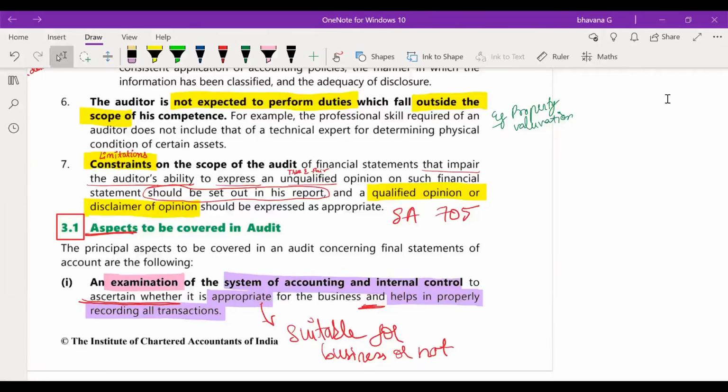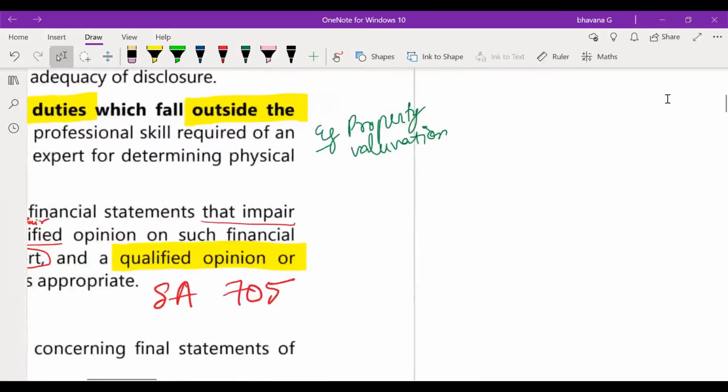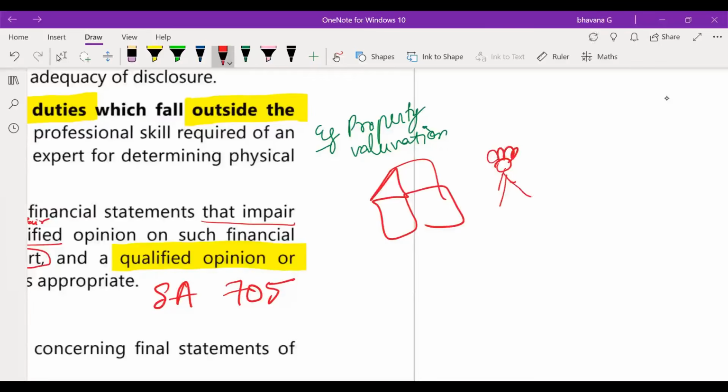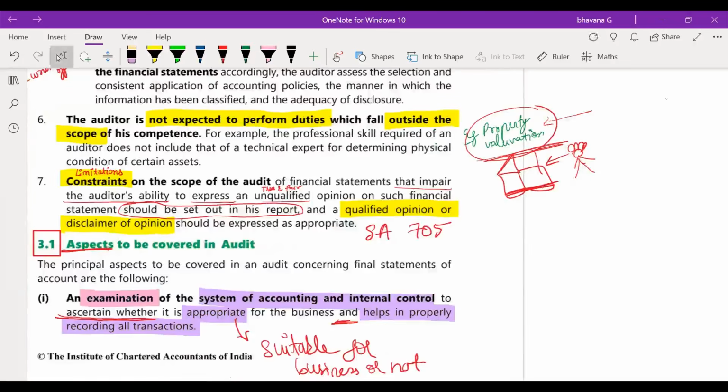In the sixth point, what they tell you is that the auditor is not expected to perform duties outside the scope of his competence. That means if I am an auditor, I am a chartered accountant. I have been taught to examine the financial statements. I have not been taught how to do property evaluation. Suppose I go to a company for audit, and this company tells me, please do a property valuation. I am a chartered accountant. I am not trained to do property valuation. So this is outside the scope of my competence. This is not my scope. So if such things are there, then these will not come under your duties. You need not perform them. So that is what they're telling you. The auditor is not expected to perform duties which fall outside his scope.